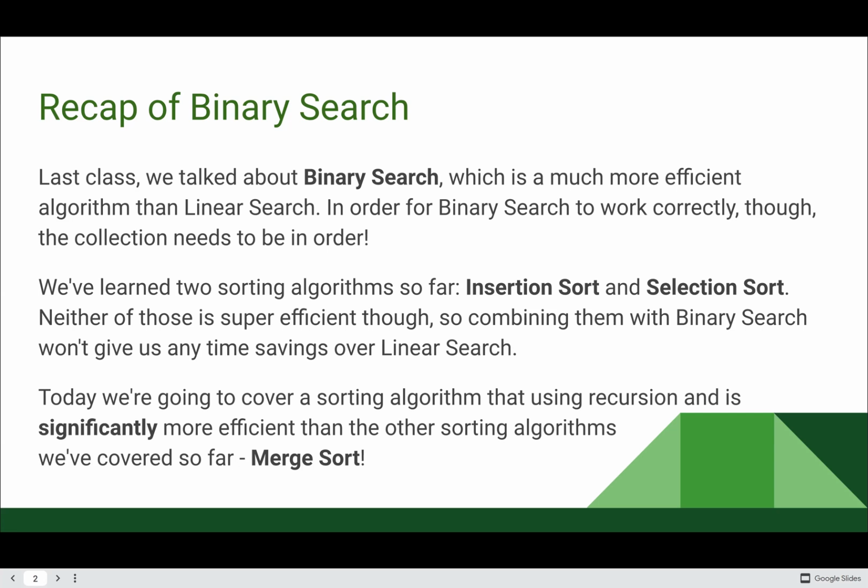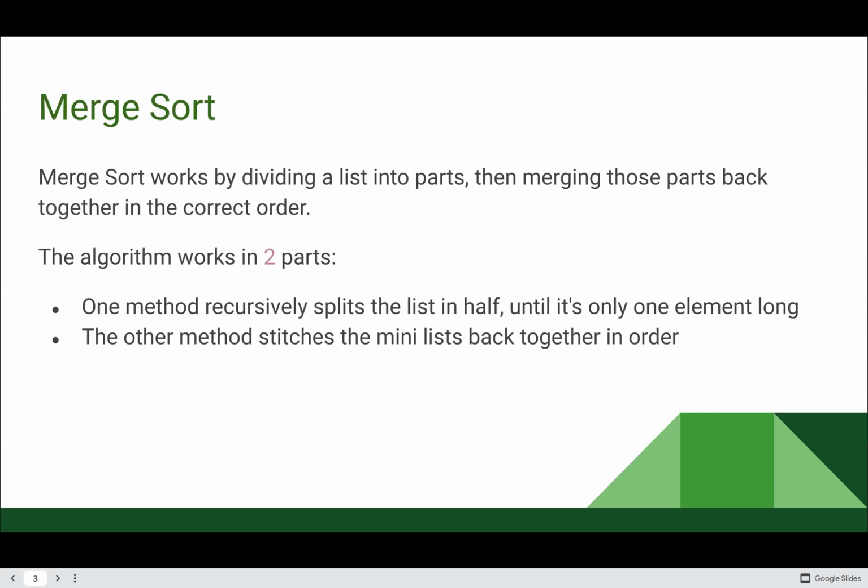So today, we're going to cover a sorting algorithm that uses recursion and is way more efficient than the other sorting algorithms. It's called merge sort. The way that merge sort works is it divides a list into parts, and then after they're all separated, it merges them back together in the correct order, in numerical order. We've got two methods that are going to be part of our merge sort. One part is going to do the splitting recursively, and the other part is going to be stitching the lists together so that they are in order.